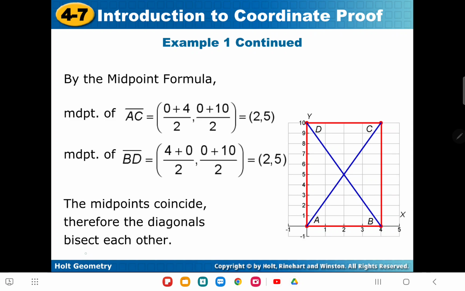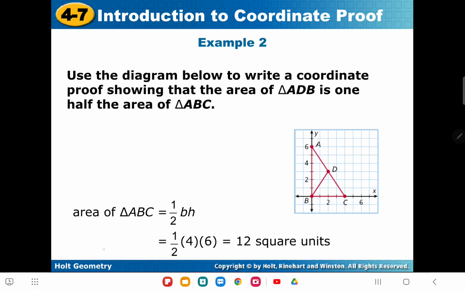Now this was done with specific numeric coordinates. We can do this same type of proof in a coordinate manner, but more generally by using variables. We'll see that in an upcoming problem.